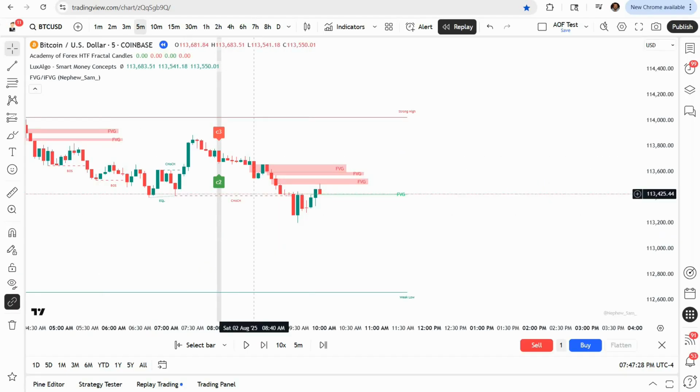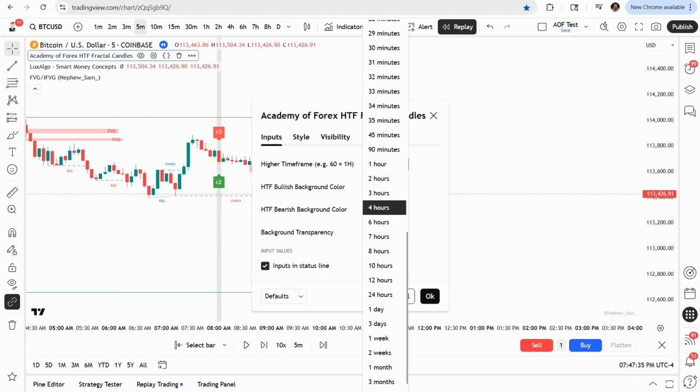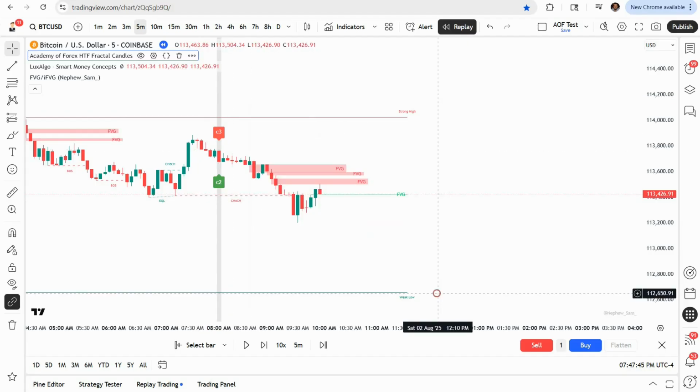And that one, again, we'll jump into the settings, and what we're going to do is set this to a 4-hour time frame. We're on a 5-minute Bitcoin chart. You can set the background opacity right here to 60 if you want. It just makes these lines stand out a tad bit more.